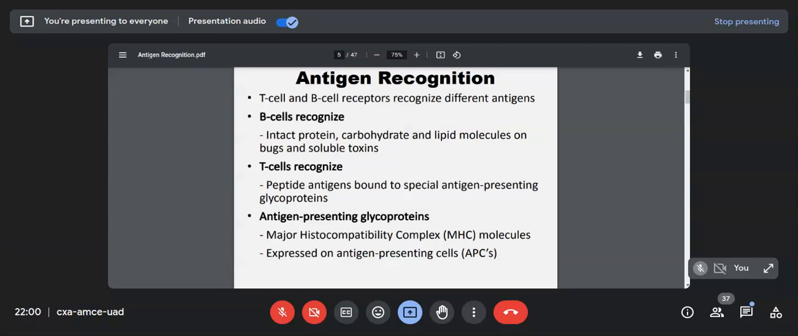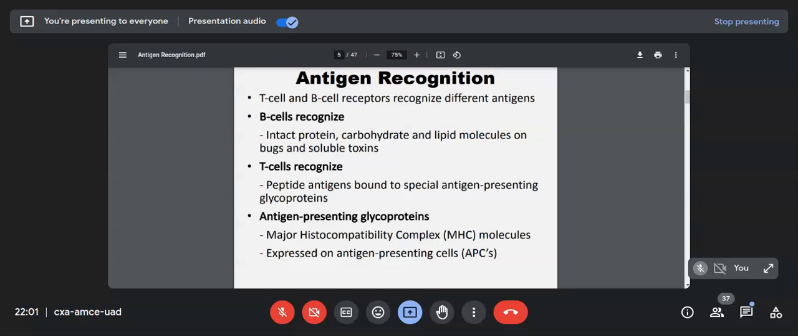Now, you discover that B cells can recognize proteins, carbohydrates, and lipids, and soluble toxins directly like that. I'll explain about B cells in a few minutes, but I just wanted to give you a glimpse of what B cells can recognize. Then T cells are able to recognize peptide antigens that are bound to an antigen presenting glycoprotein.